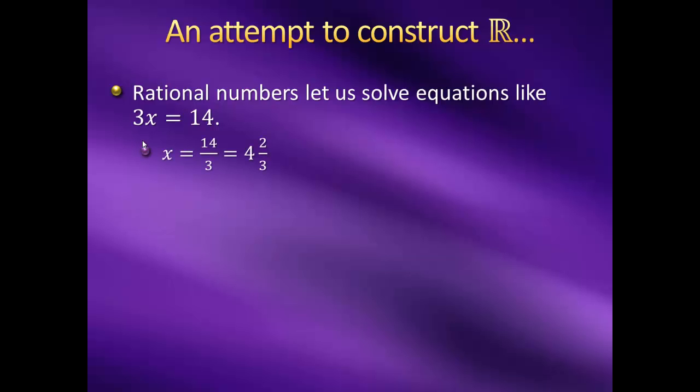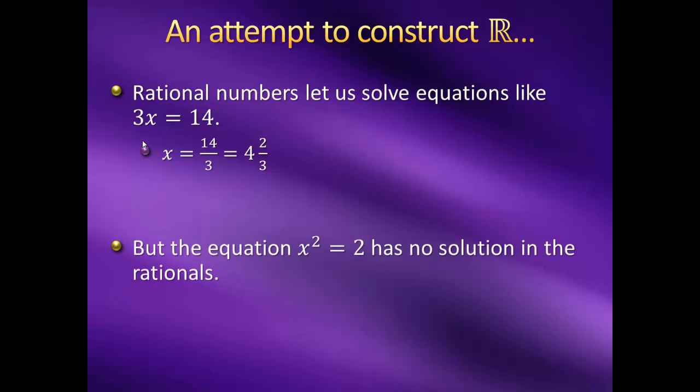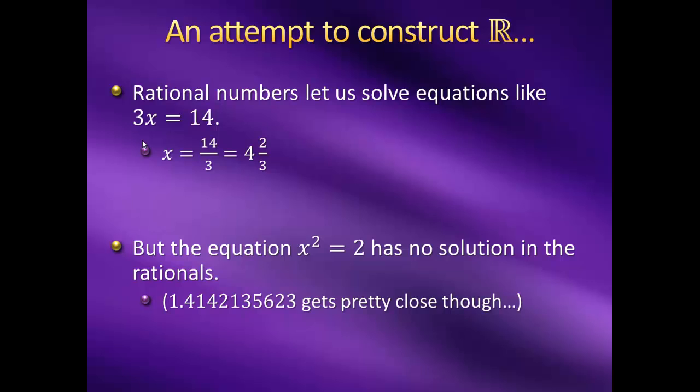But there are other equations that have no solution even in the rational numbers. For instance, the equation x squared equals 2 has no solution in the rational numbers, because there's no rational number that satisfies this equation, only rational numbers that get tantalizingly close.